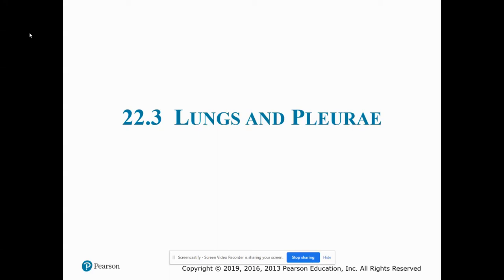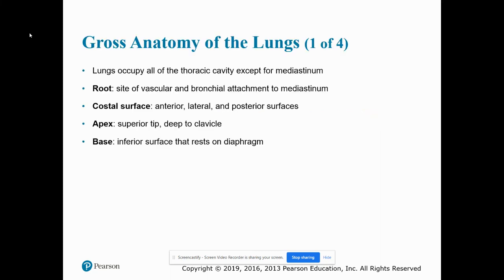Still on chapter 22, and now we're going to talk about the lungs and the pleurae. A little bit about the gross anatomy of the lung. I'm not actually going to ask you any of these questions on the exam, but basically the lungs occupy all the thoracic cavity except for the mediastinum.